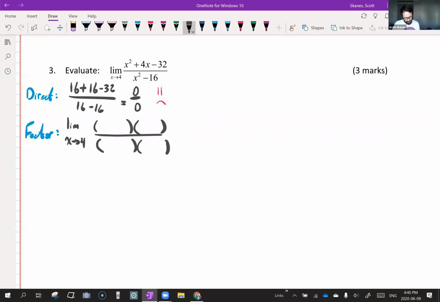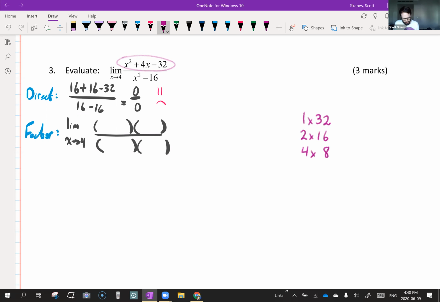Okay, first things first, the top. We want numbers that multiply to make 32 and add to make 4. Yeah, so 8 and 4 sounds about right. I'm just going to write it out for those of you that are not so confident. What are the factors of 32? Well, 1 times 32. You could also say 2 times 16. You could also say 4 times 8.